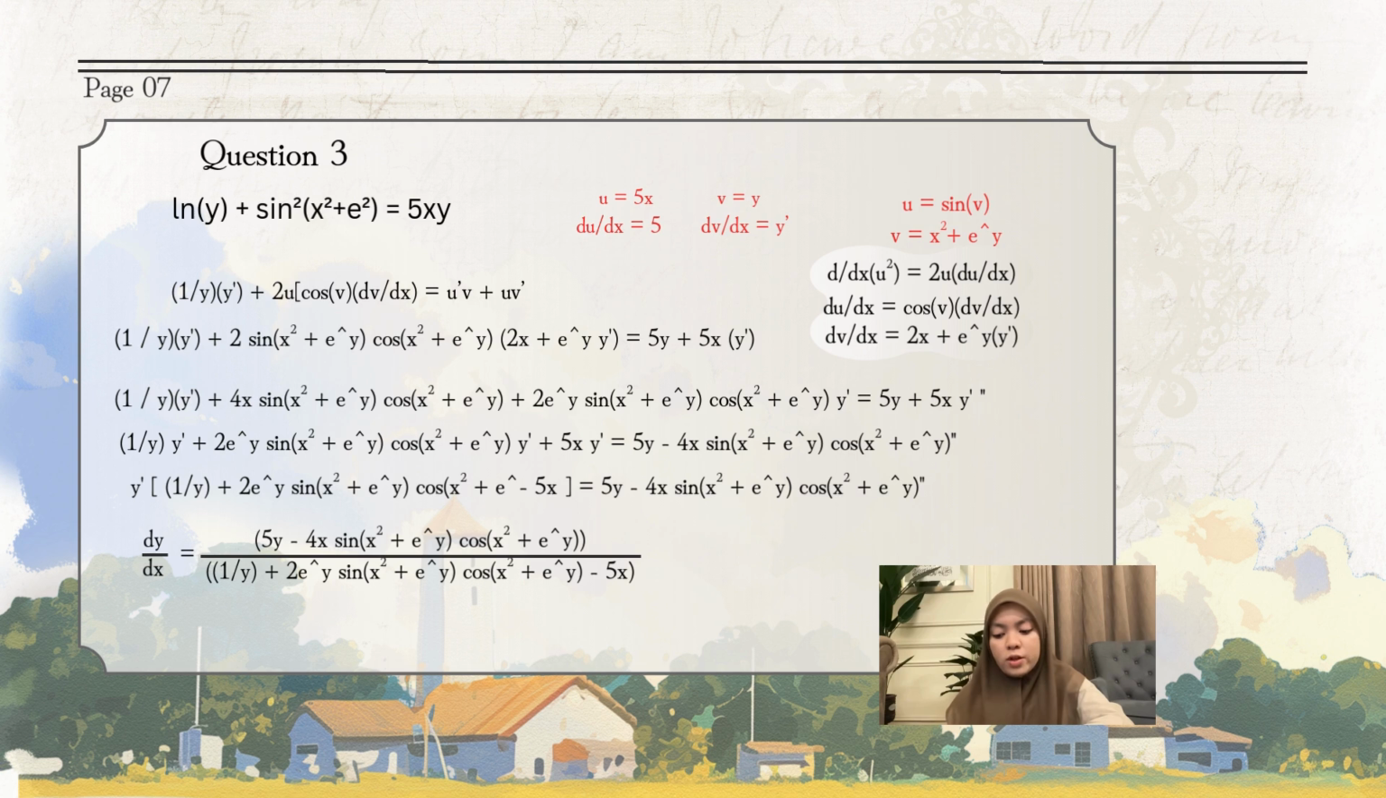So the derivative of sin squared bracket x squared plus e to the power of y is 2u multiplied by cos v multiplied by dv over dx. Then I substitute u and v back into the equation, which becomes 2 multiplied by sin bracket x squared plus e to the power of y multiplied by cos x squared plus e to the power of y multiplied by 2x plus e to the power of y multiplied by y prime.